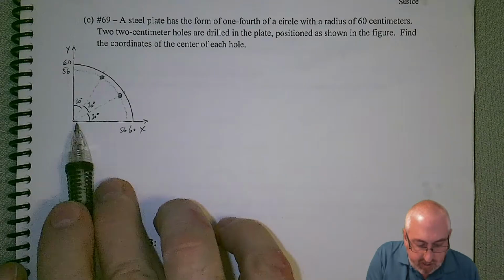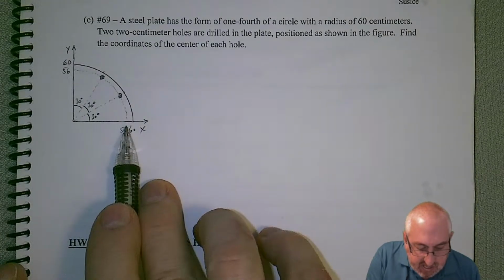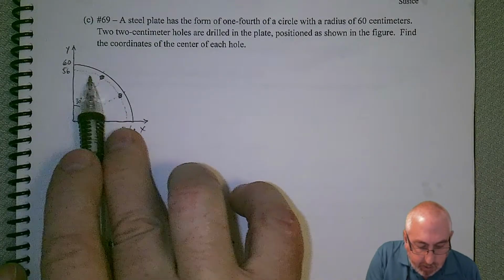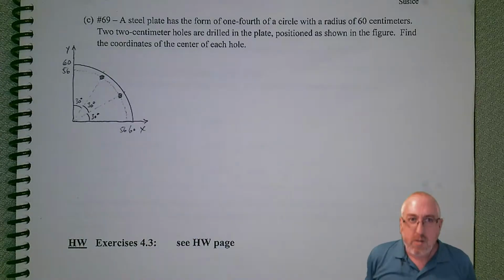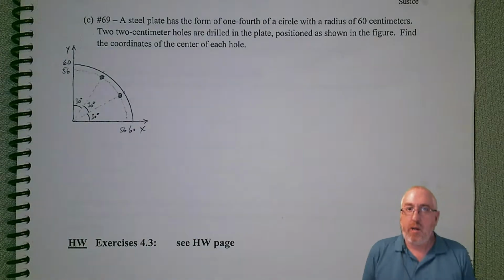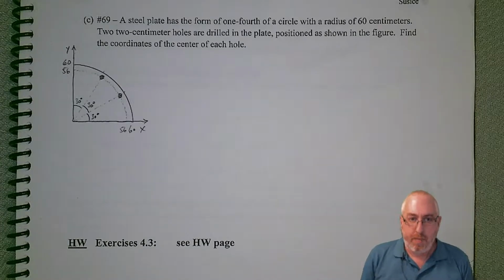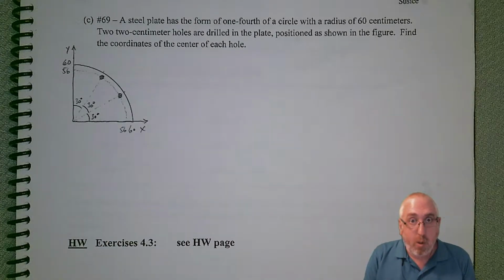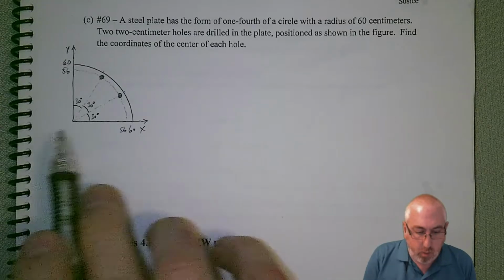So you can see that they have this 56 that's kind of going around here. So we got to try to see how we can figure this out. Now we're going to need coordinates. So we need an X and a Y coordinate for each of these holes.